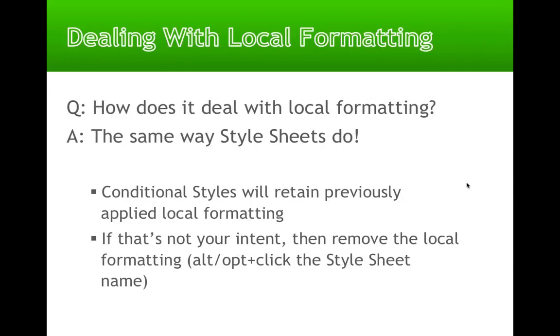Okay, so let's get into some more detail here. What about local formatting? This is a question that a lot of people have. How does it deal with local formatting? So you know that local formatting exists when your run of text has some formatting attribute that does not match what's in the style sheet that's applied. Sometimes local formatting is unavoidable, like, for example, when you have to selectively apply emphasis like italics or bold or things like that in your text flow. Well, the question that comes up, how does it deal with local formatting?